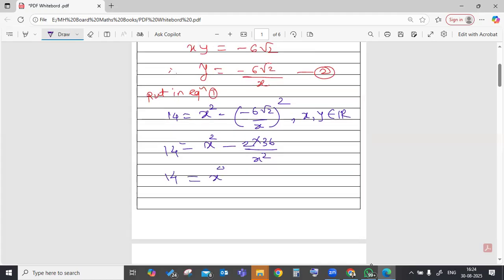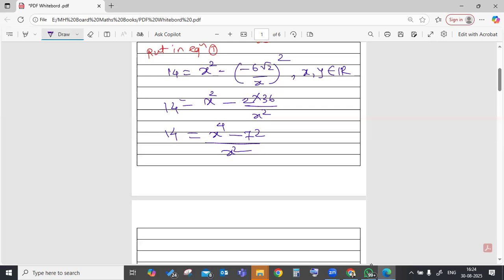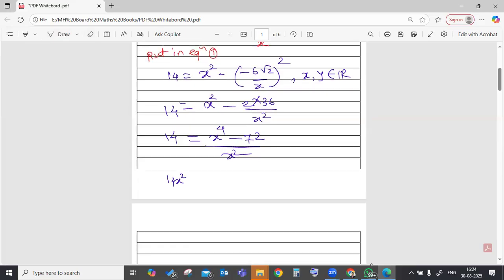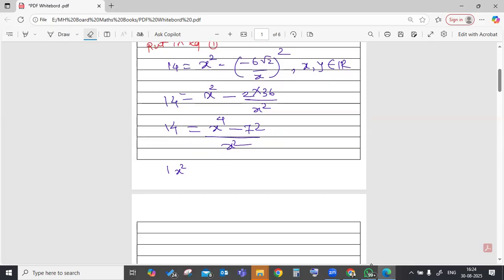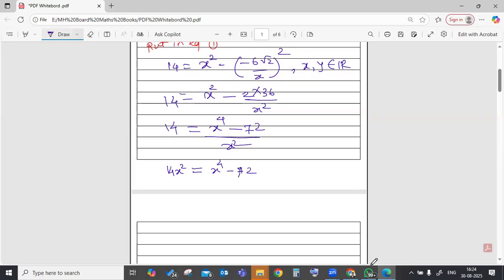Do cross multiplication and simplify. 14 is equal to x raised to 4 minus 72 upon x square. If we simplify it further, 14x square, what should we get? 14x square equals x raised to 4 minus 72. Therefore, x raised to 4 minus 14x square minus 72 is equal to 0.